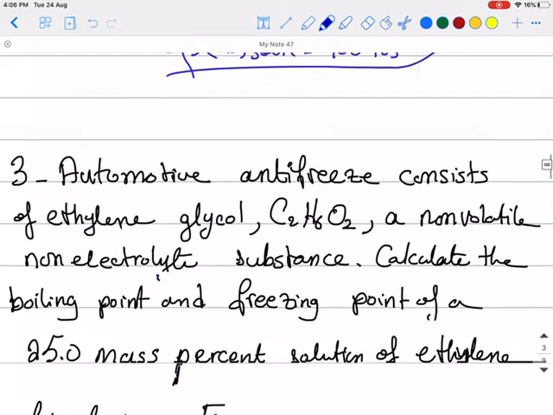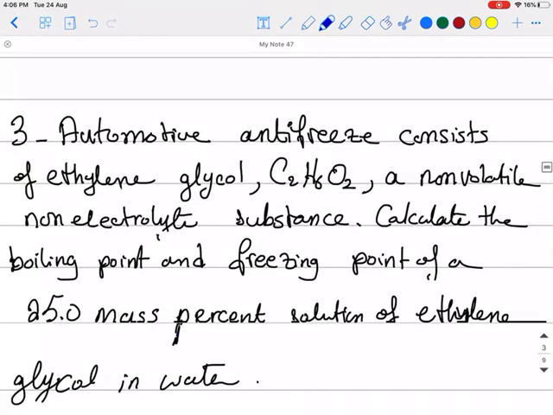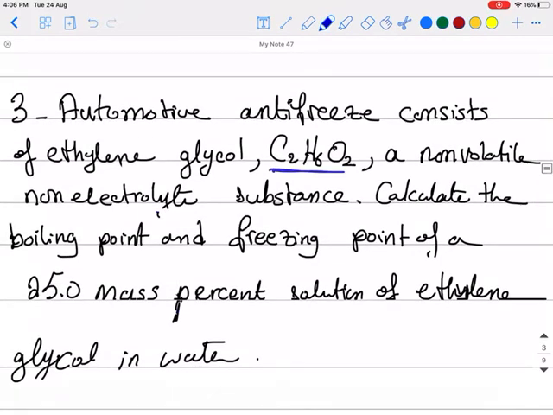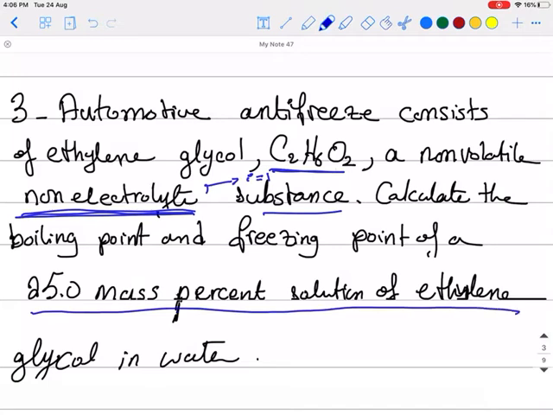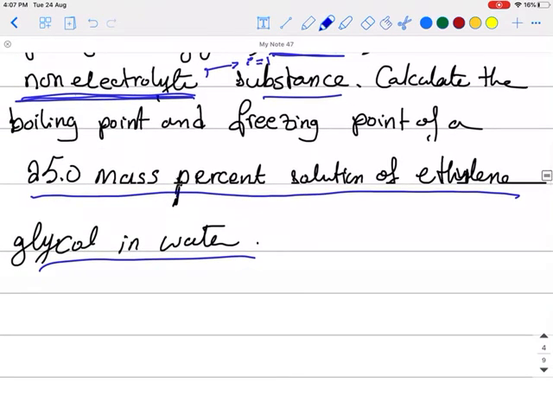Okay, now automotive antifreeze consists of ethylene glycol, a non-volatile, non-electrolyte substance. This info is very important. Non-electrolyte means i equals 1. It doesn't give ions. So calculate the boiling point and freezing point of a 25 mass % solution of ethylene glycol in water. Okay, so we have to find the boiling point and freezing point.